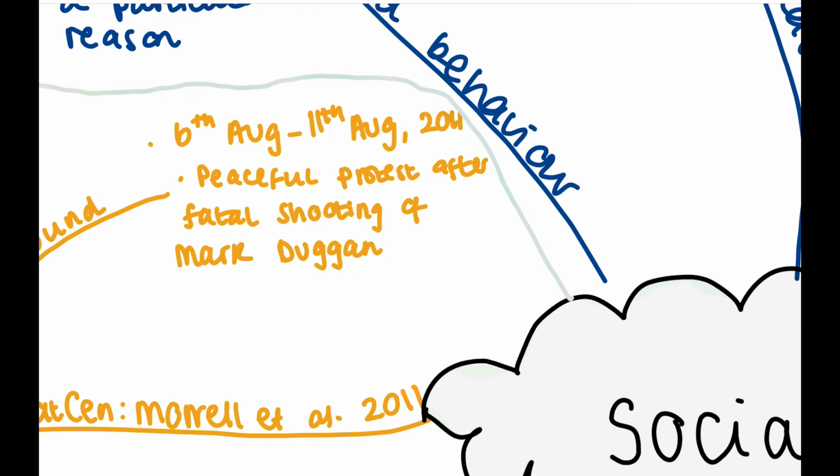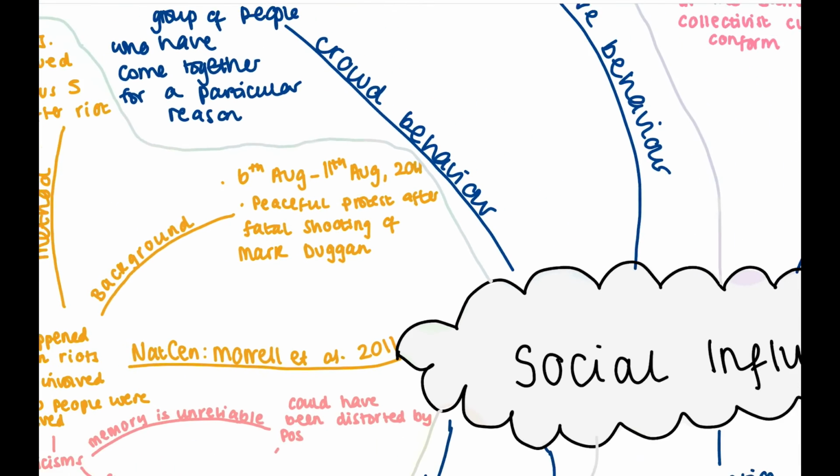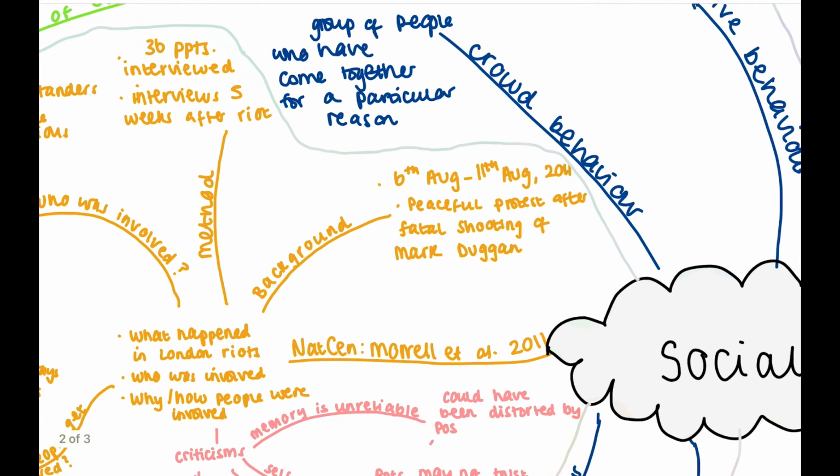So people believed that he should not have been shot. They thought it could have been a race issue, and so there was lots of peaceful protesting happening. Now, the peaceful protesting escalated and it turned into a riot.